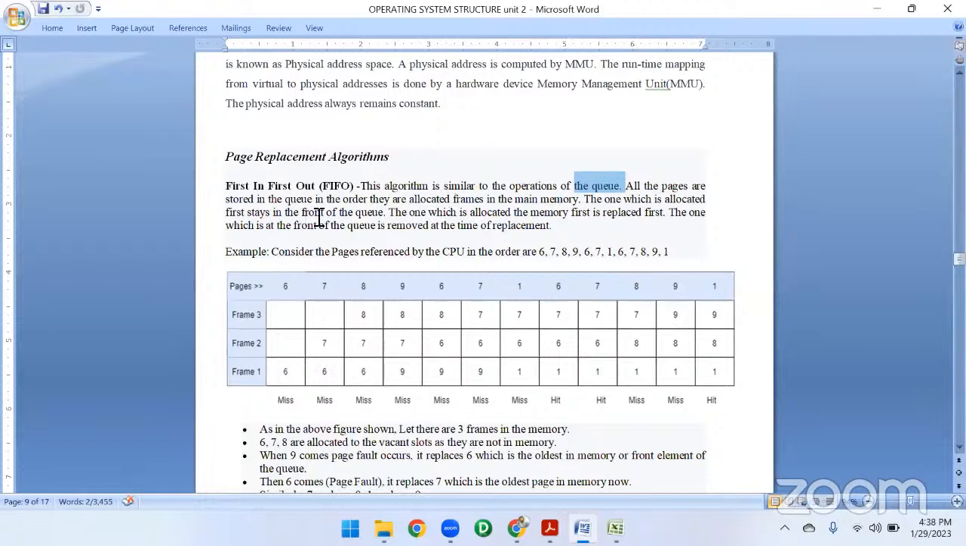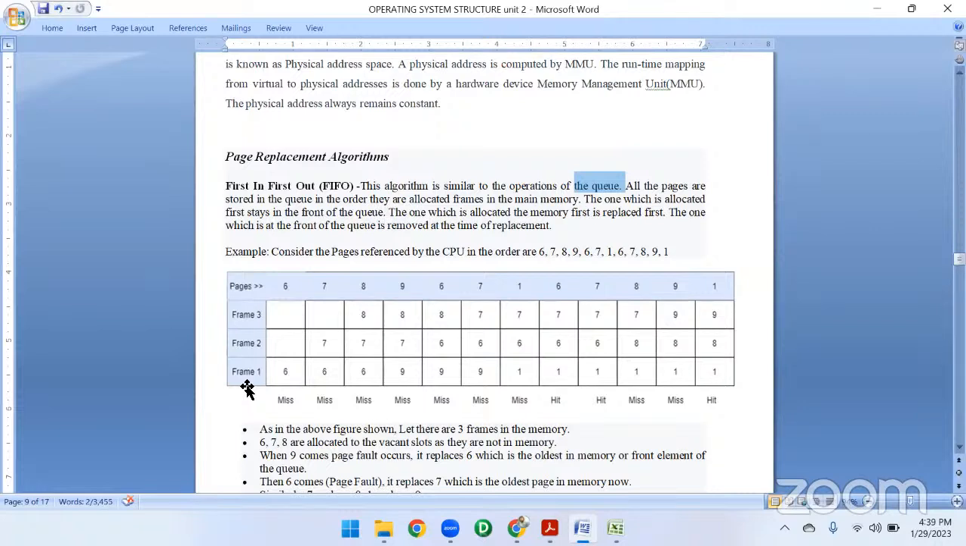All the pages are stored in a queue in the order they are allocated frames in the main memory. Suppose this is a main memory, for example, a RAM. RAM is one of the main memories. In this RAM, memory is allocated in the form of frames.